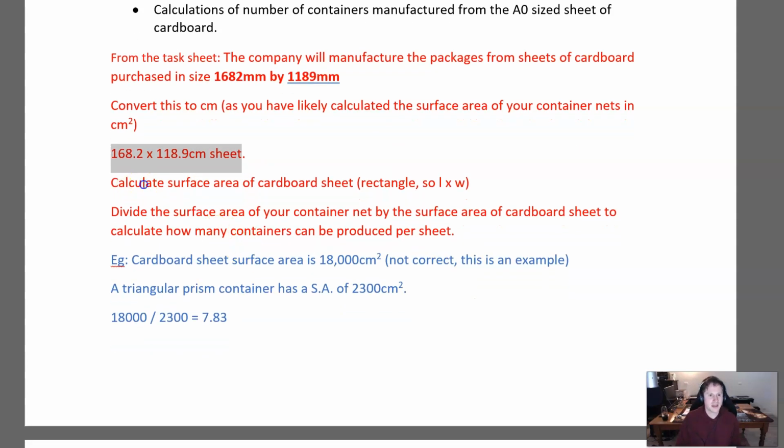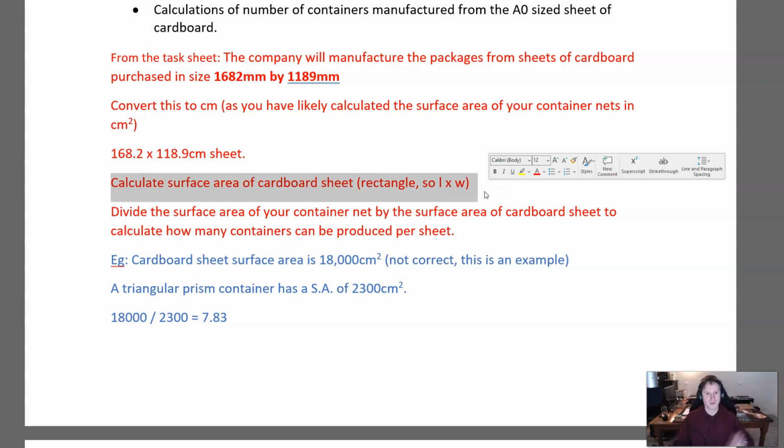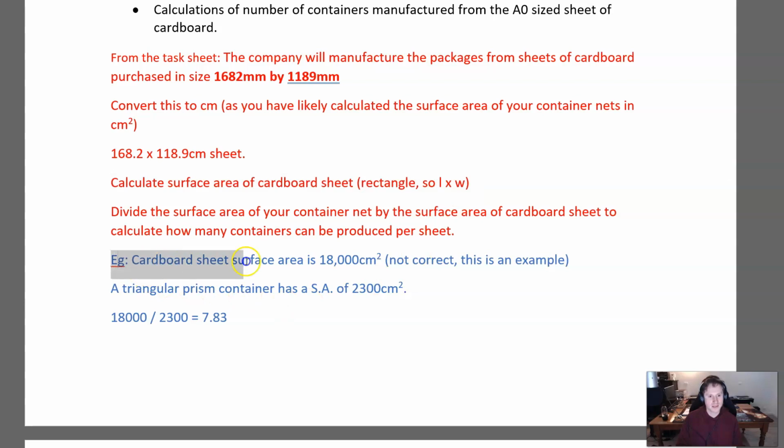The second thing is to calculate the surface area of that cardboard sheet. Now it's a rectangle, so that would just be length times width, okay? So my example down here, my answer is 18,000. Now that's not the same as what you'll get when you do this multiplication, but it's similar enough, okay? Just for the purposes of this explanation.